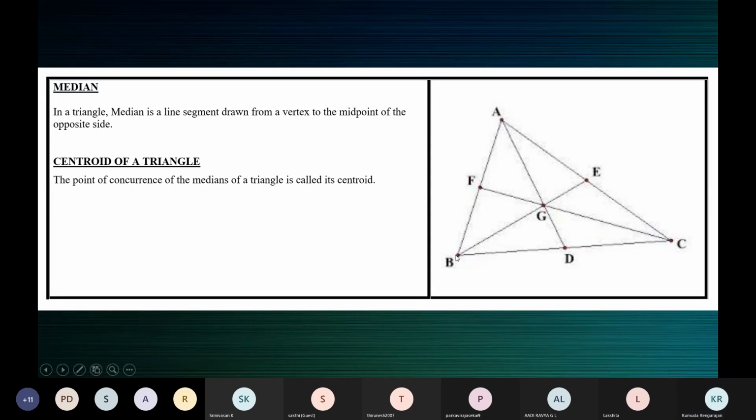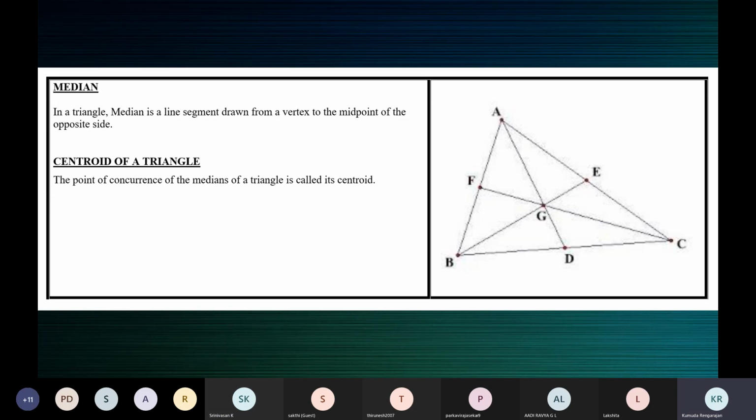Now, in fact, the centroid divides all the three medians in the ratio 2:1. Now apply the ratio 2:1 for this median BE. Tell me. BG is to GE is 2:1. BG is to GE is equal to 2/1, or 2:1.